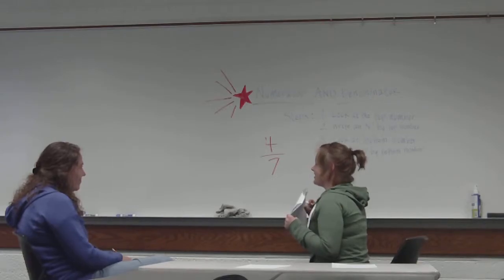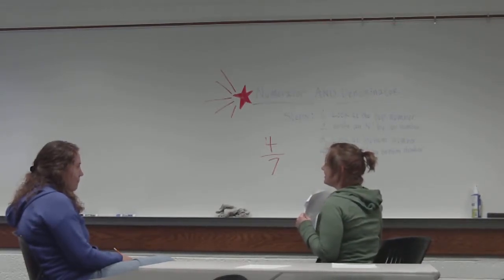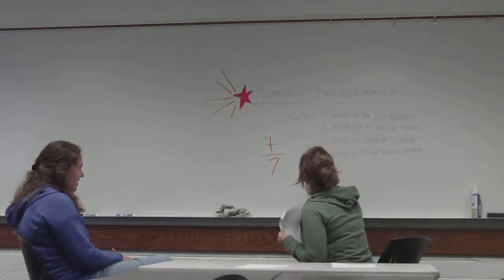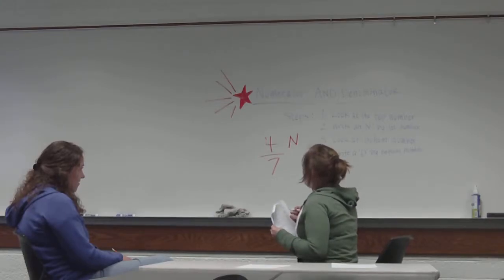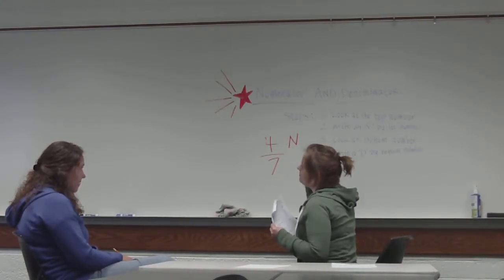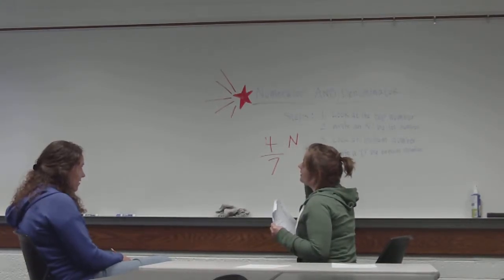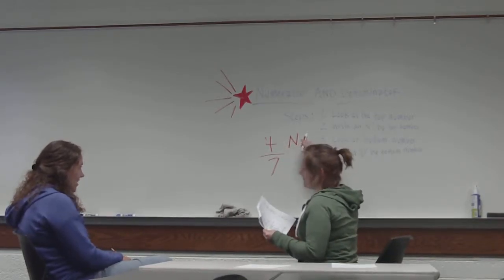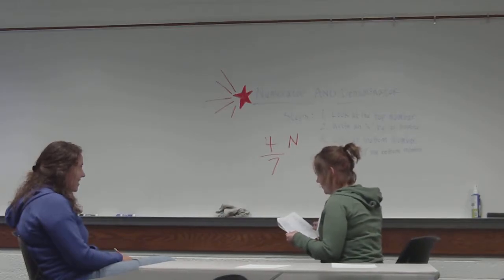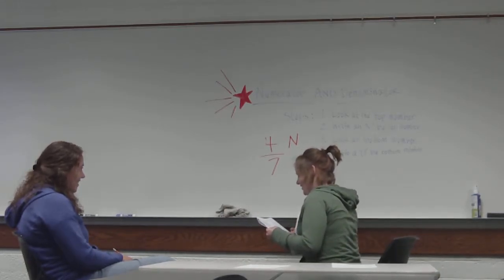What do we do next, everyone? Write an N by the top number. Very good. We write an N by the top number. And what is our top number? A 4. So 4 is the numerator. Numerator. Very good. Thank you for such good answers.